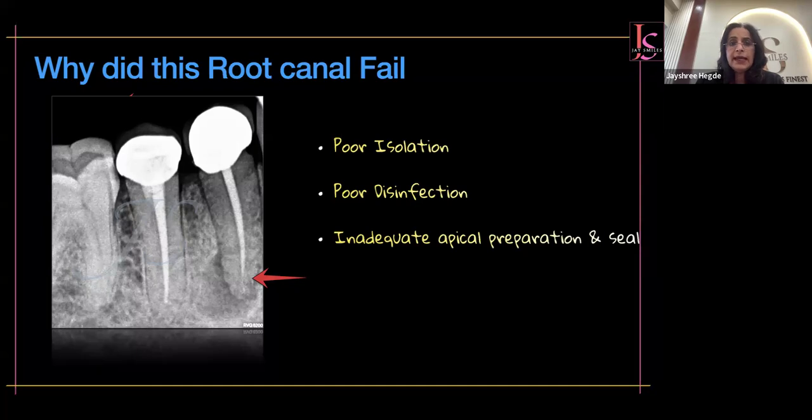So here, again, if you look at 4-4, you have a lot of space in between the GP and the root canal wall, which again means that it's not a very good obturation. You didn't get a 3-dimensional obturation. And you see that the crown is also leaking on the proximal side. So it's a leaking crown, and there are multiple factors that could have caused failure. But I would still think poor isolation and poor disinfection during the root canal preparation is also a contributing factor.